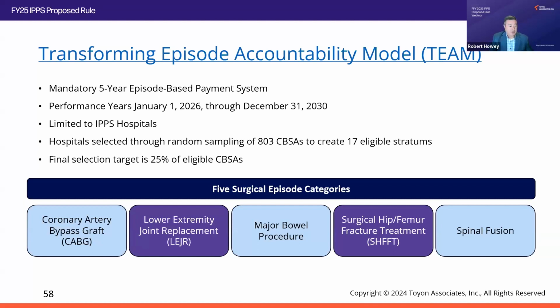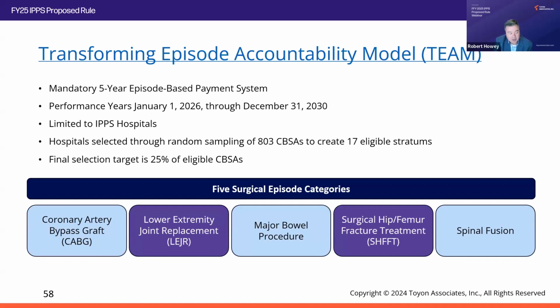So now CMS is expanding to another, the Transforming Episode Accountability Model. This is going to be a mandatory 5-year episode-based payment system, starting with performance years of 26 through the end of 2030. It is just limited to IPPS hospitals, so your critical access hospitals, children's hospitals, and PPS-exempt cancer hospitals are not subject to this model.